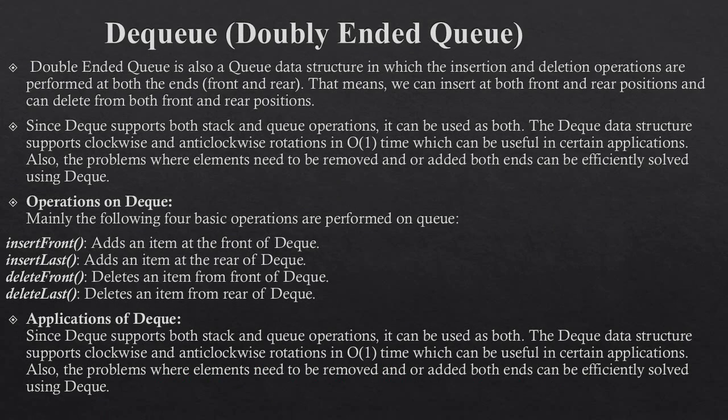Double-ended queue, or doubly ended queue. It is also a queue data structure in which the insertion and deletion operations are performed at both ends, that is front and rear. Which means we can insert at both front and rear positions and can delete from both front and rear positions.